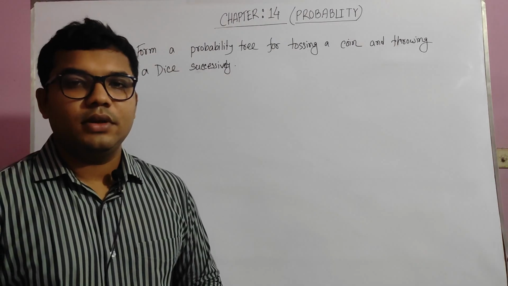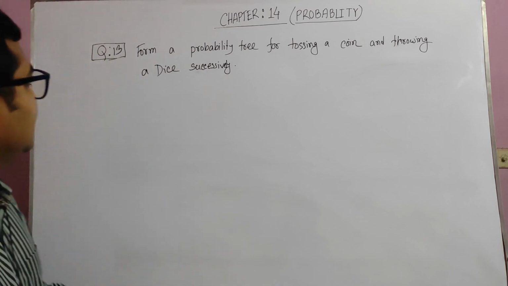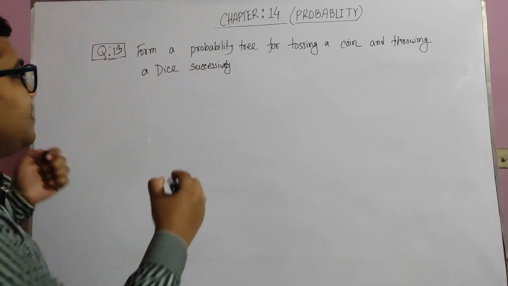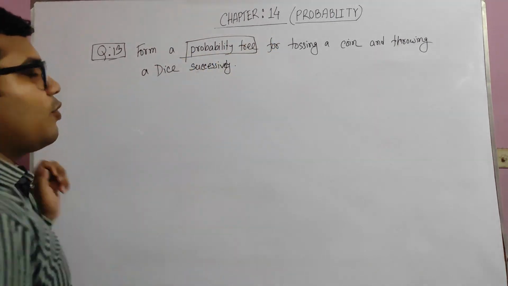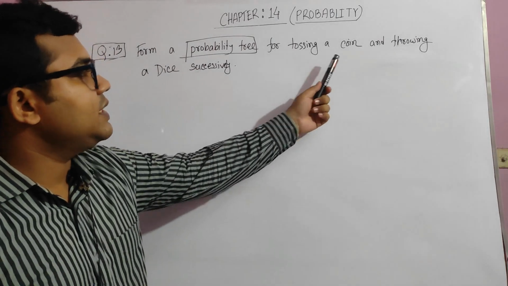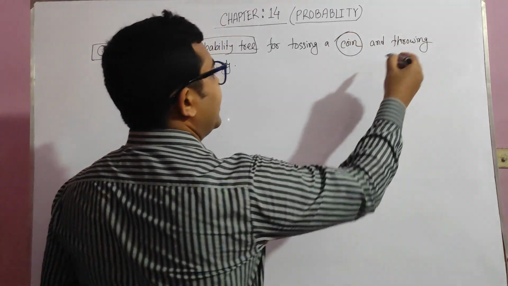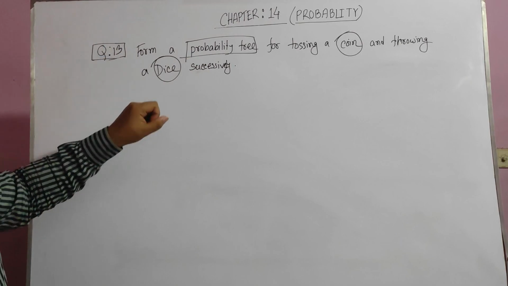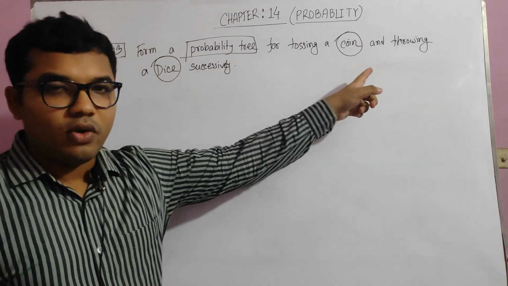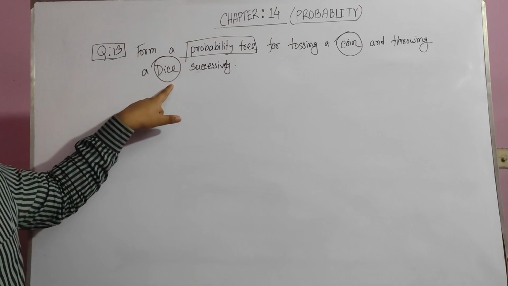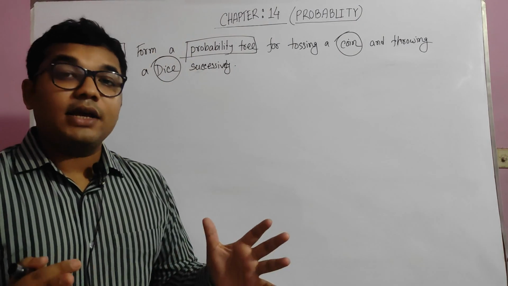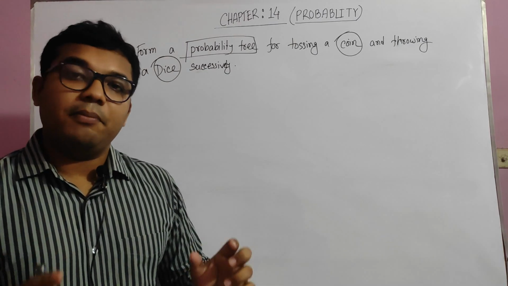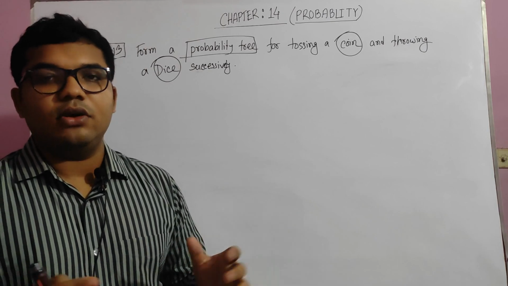Okay, so our third question is question number 13, and this question is talking about forming a probability tree. We have to draw a probability tree for tossing a coin and throwing a dice successively. So what does the probability tree actually mean? A probability tree means all of the events must be included on that tree. That is called the probability tree.